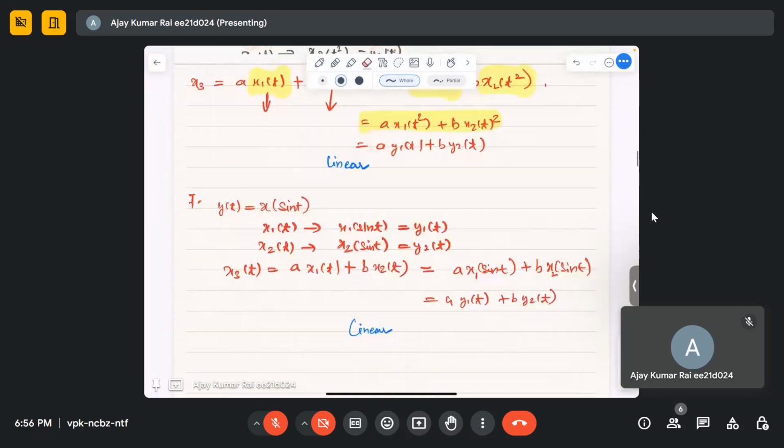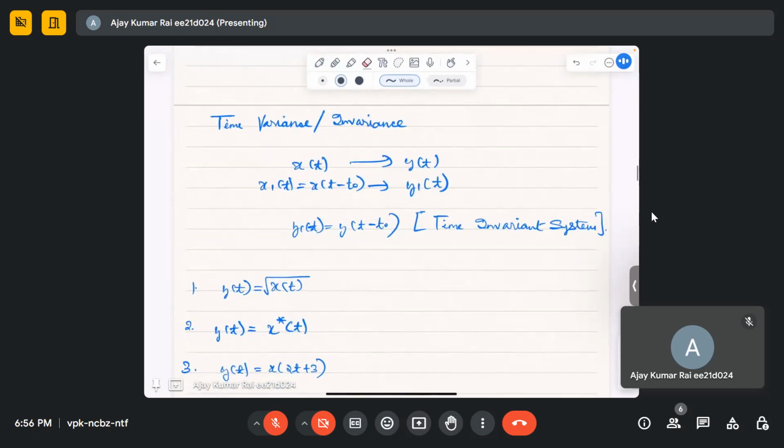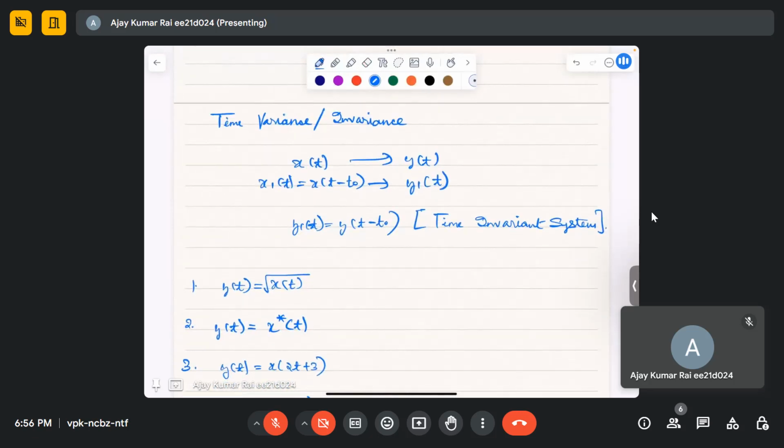Quickly I will cover the time invariance also. Okay, time invariance is, x of t, y of t. And what do you do if you just displace time t by this t naught? So I'm using this delay t naught. So you'll get output as y1 t, which should be equal to y t minus t naught. Okay, so I'll just do the question and we'll see how I'm doing this.